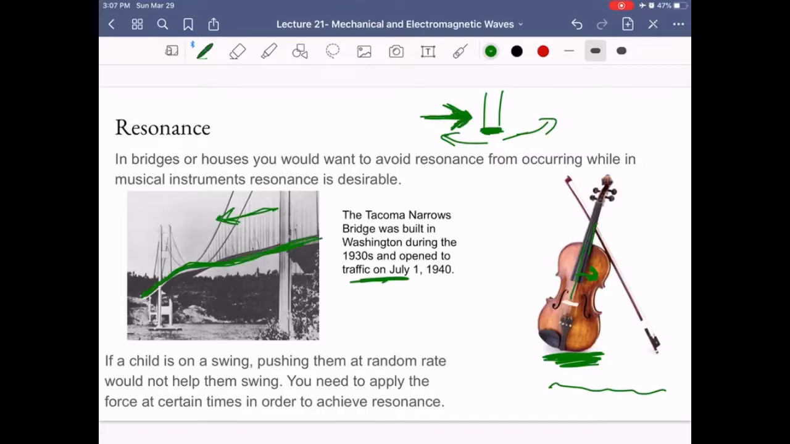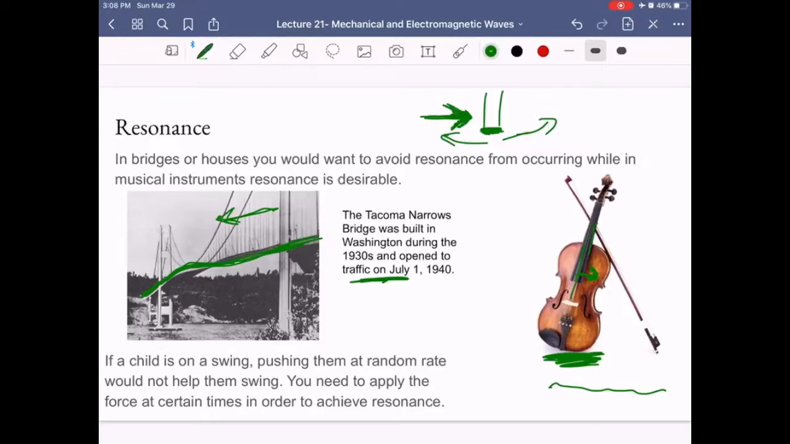This source of wind, in this case, is pushing the bridge at a constant resonant frequency. Then you could damage the bridge. So engineers are trying to create bridges that prevent that. They prevent the bridges from resonating with the wind.